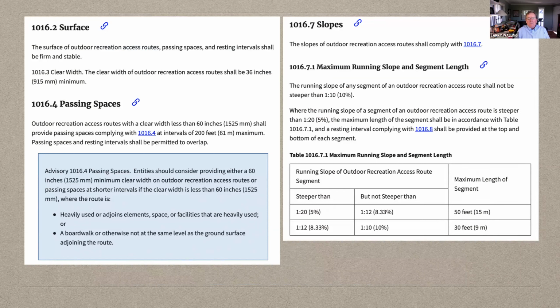These are a couple of screenshots from the building standards that Ray was talking about in his presentation, and the references in the bibliography that I'll send to the class for all my presentation. But accessible in the United States means that the surface has passing spaces and resting intervals that will be firm and stable, and it has a clear width of a minimum of 36 inches for a wheelchair.